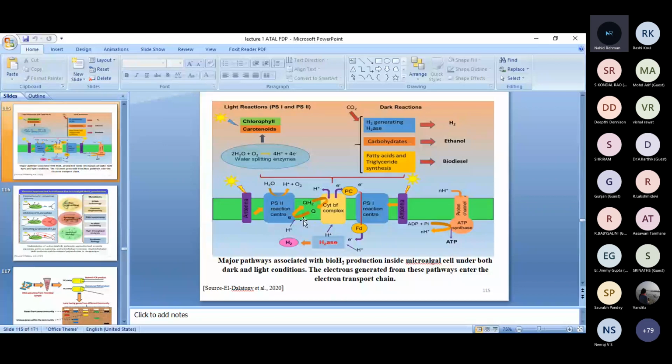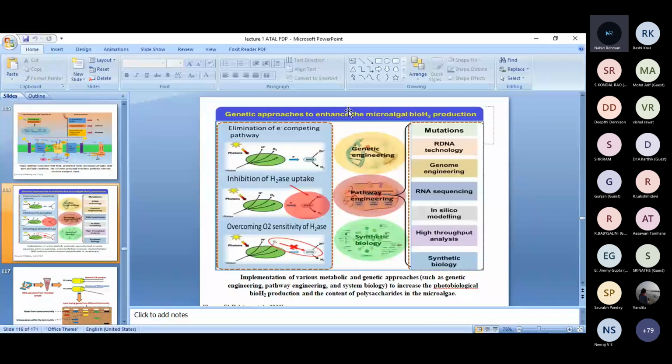Here I told you that the use of genetic engineering, the use of synthetic biology, and the use of pathway engineering, these three are interconnected, because whenever you are optimizing any bioprocess, this knowledge of synthetic biology along with these two engineering processes will enhance your yield up to manifold, provided there is no thermodynamic limitation.